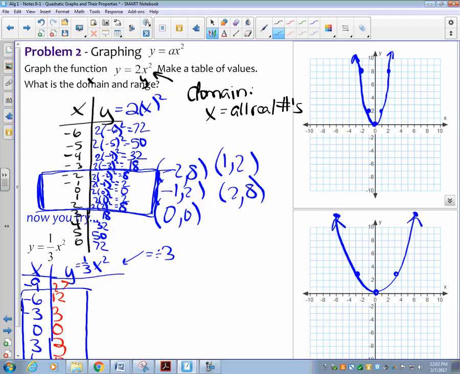all real numbers. Now your range is going to be what y values pop out of this graph. Are there any y values that are less than 0? Check out your graph. Any y values that are smaller than 0. So all your y's have to be greater than or equal to 0. So the range is all y's greater than or equal to 0.